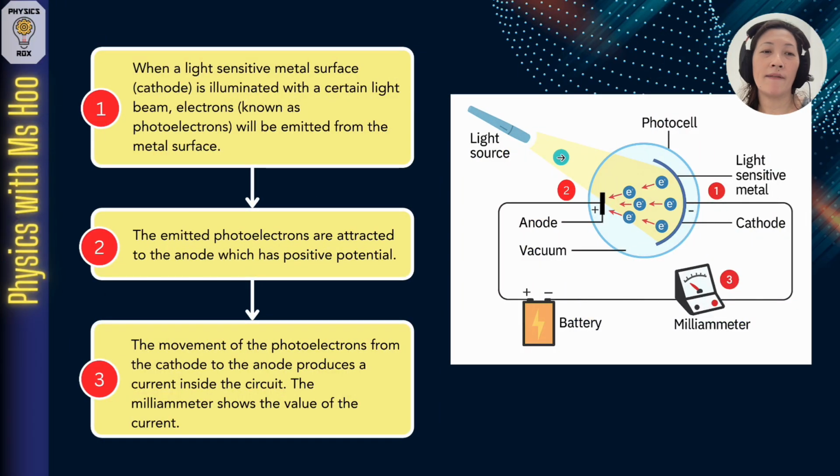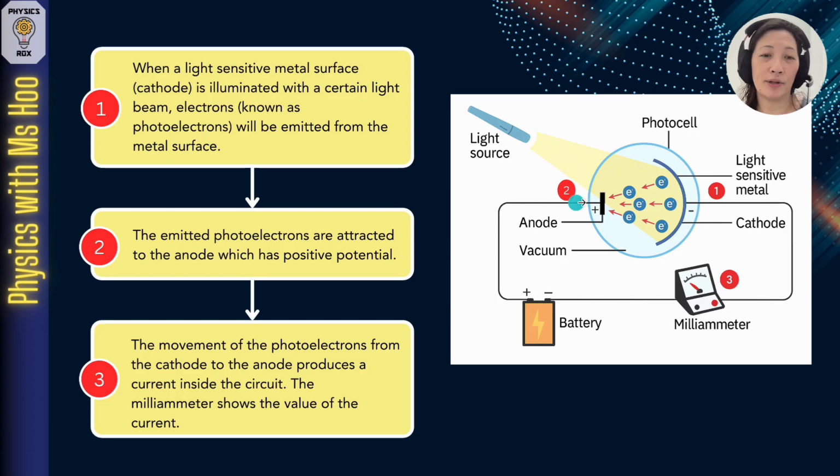On this slide, we have labeled here the process of the photoelectric effect producing current, labeled in steps 1, 2, 3. The first step that occurs here is that when a light-sensitive metal surface, which is the cathode here, is illuminated with a certain light beam, electrons are emitted from the metal surface. These electrons are known as photoelectrons because they're released through the process of the photoelectric effect.